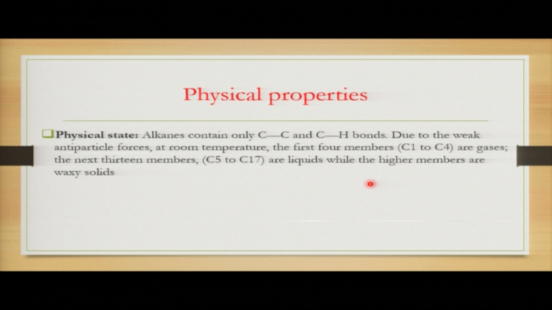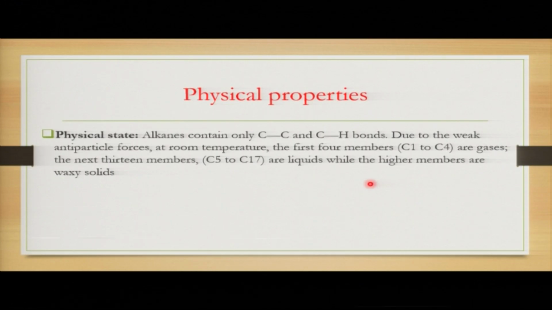You need to remember these as well: the first member is methane, the second member is ethane, the third member is propane, and the fourth member is butane. So these members exist as gases at room temperature.